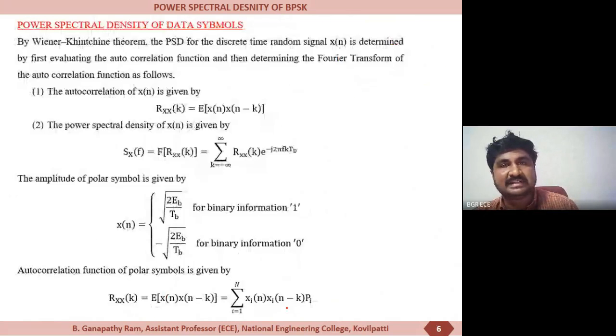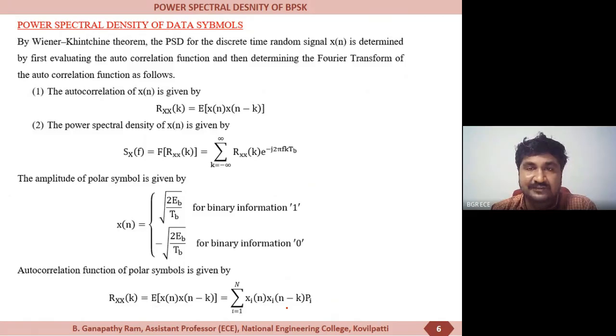Let us start with the power spectral density of the random data symbols. The random data symbols x of n depend on the random binary sequence which is given as the input to the modulator. Hence, the power spectral density of any random signal is determined in two different steps. The first step involves the determination of the autocorrelation function of the random signal, and the second step involves the determination of the Fourier transform of the autocorrelation function.